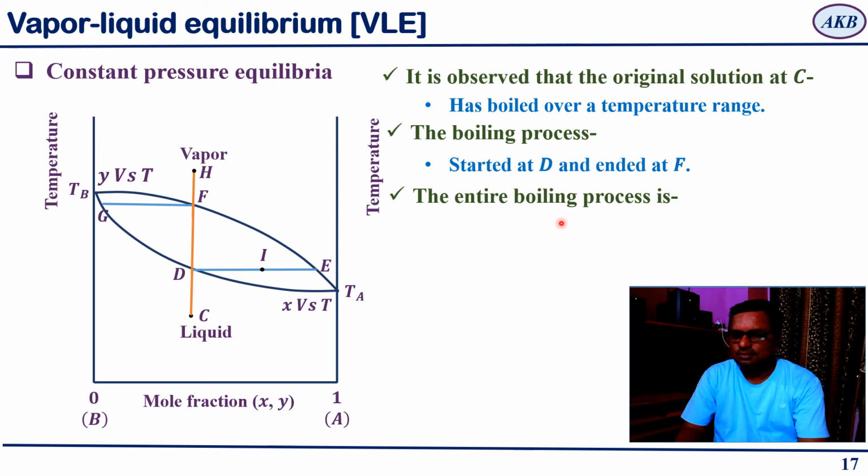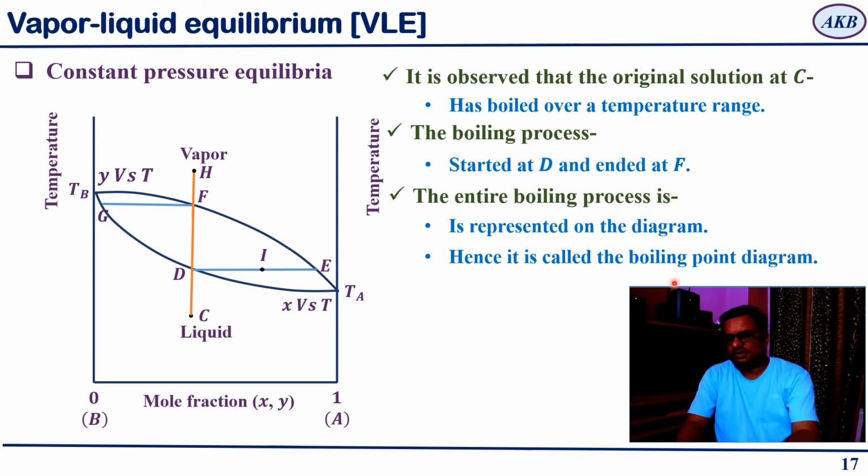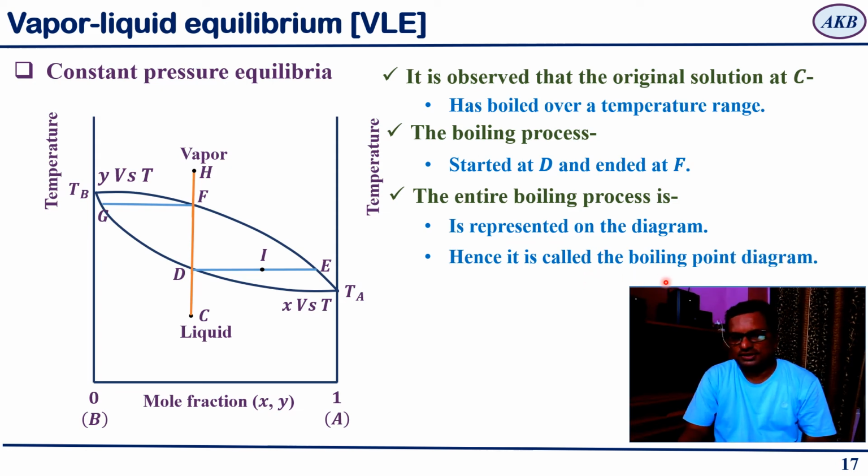So the entire boiling process is represented on this diagram, and therefore this diagram is also called the boiling point diagram. It gives information about how a liquid solution boils over a temperature range. Therefore this diagram is also called the boiling point diagram.